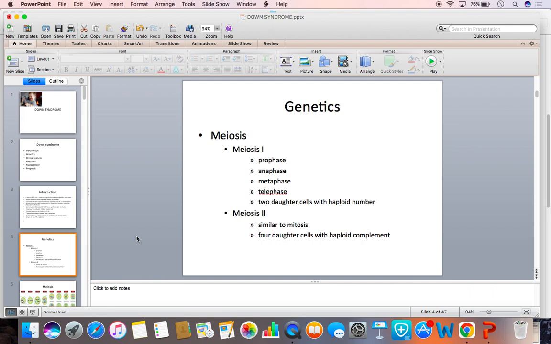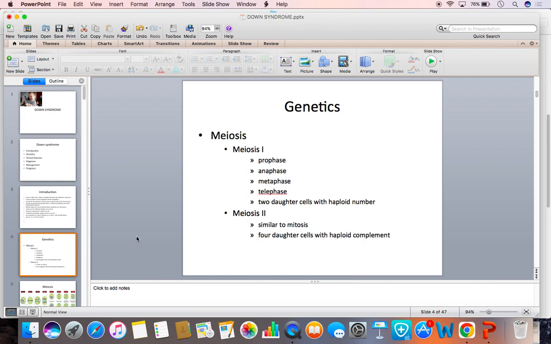At the end of the meiotic cell division, the cell undergoing division is diploid, and you will get half the number of chromosomes in each daughter cell. That means you get two daughter cells with a haploid component, that is, 23 chromosomes in each daughter cell.